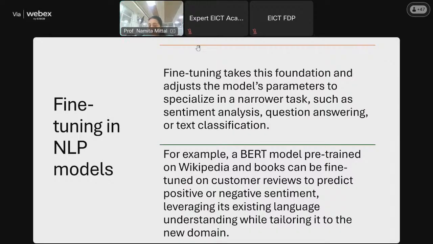Suppose I own a company and I get reviews or feedback from the customers. I can tune BERT to handle my tweets, labeling them positive or negative, so they can have a label after every tweet. So existing language is there. We are tailoring it, tuning it to the new domain. Of course, somehow it is there in the generic one, but we are making it specific.